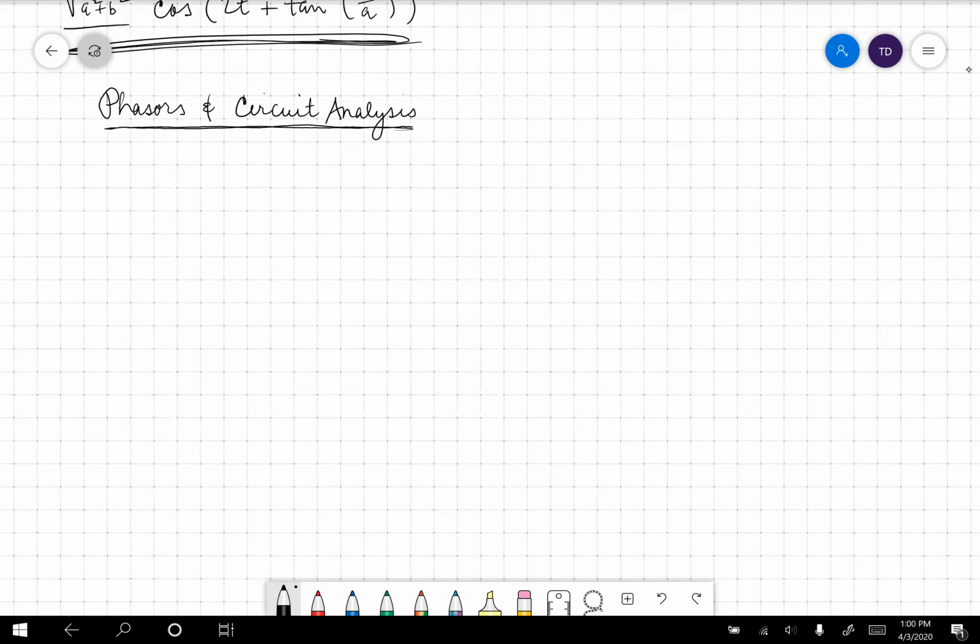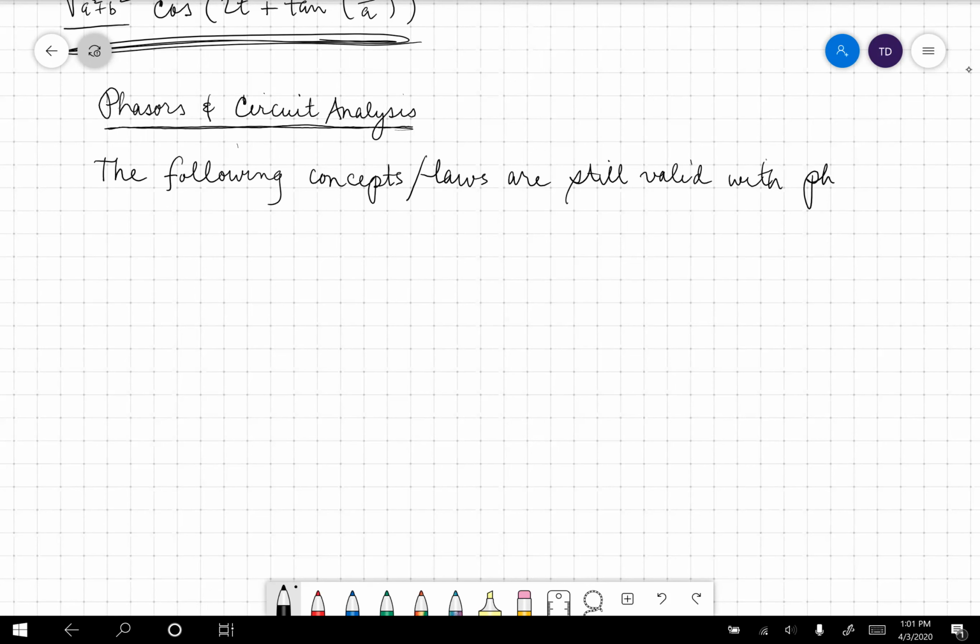Okay, so nearly every law that we've been using, every rule that we have been using in circuit analysis still holds true. So the following concepts, laws are still valid with phasors and impedances. All right, here we go. So, a list of a good number of them.